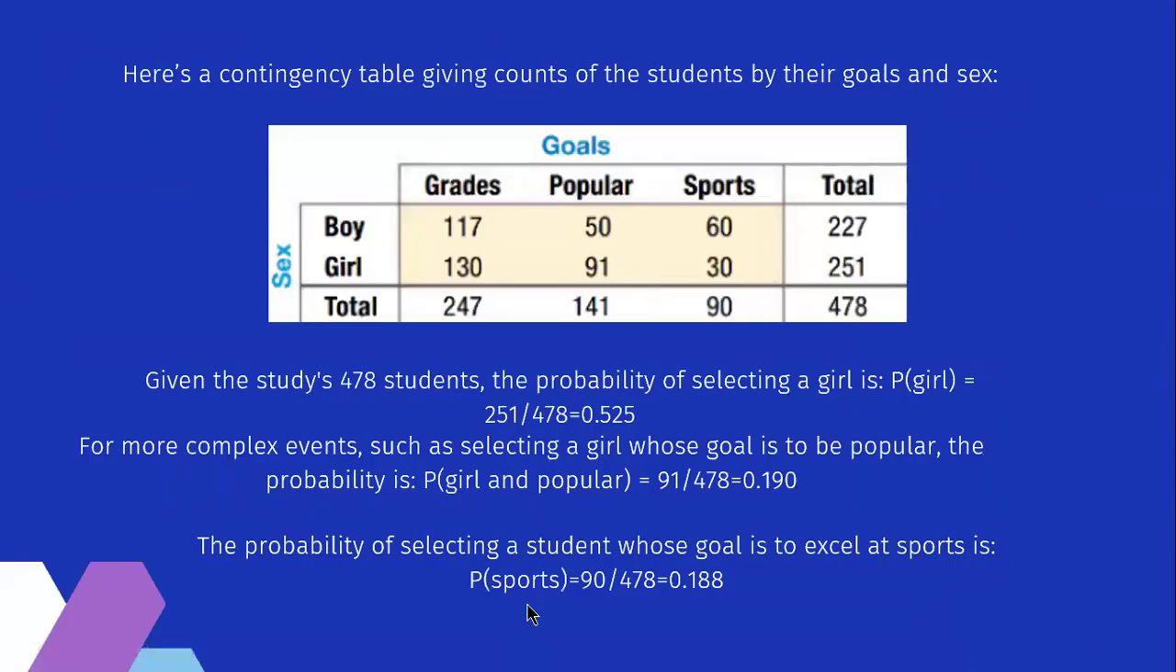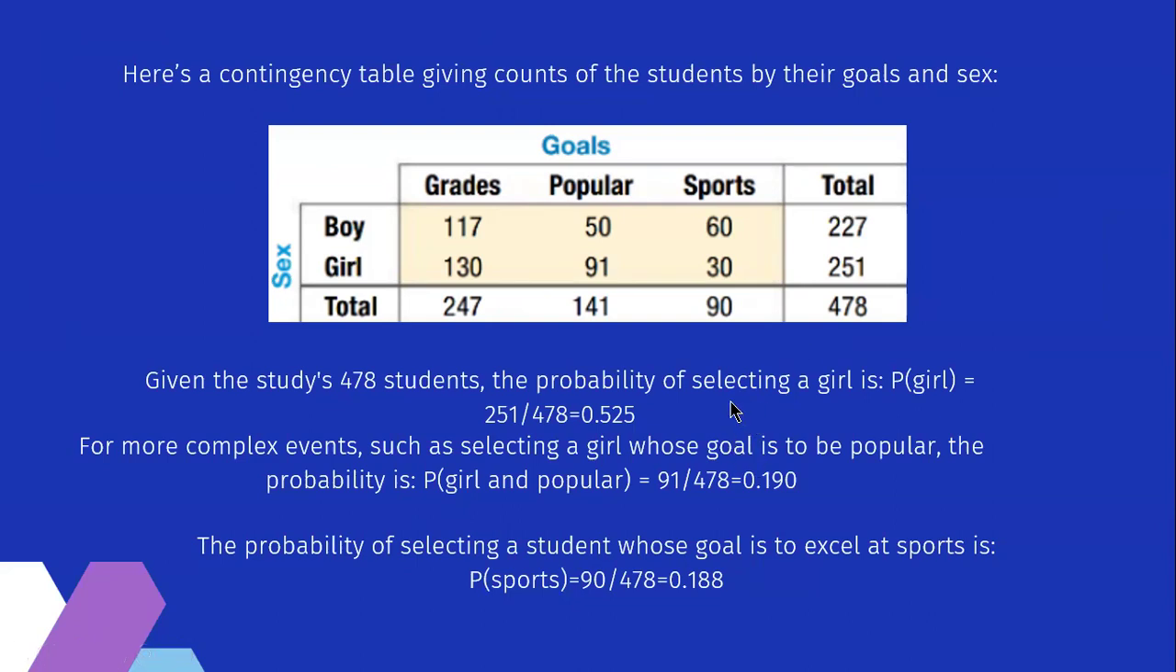Here is a contingency table giving counts of the students by their goals and sex. Given the study of 478 students, the probability of selecting a girl is P(girl) equals 251 divided by 478, equals 0.525.